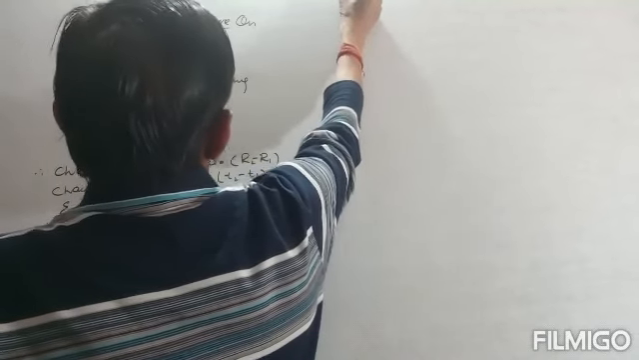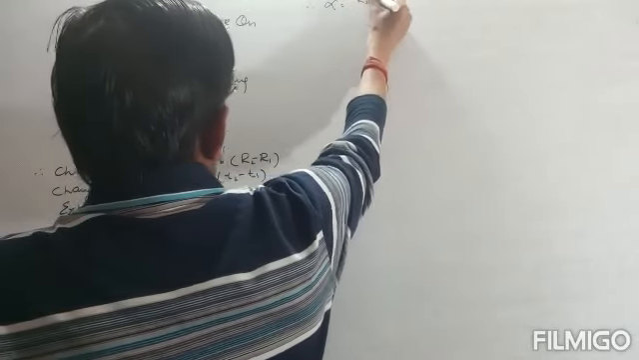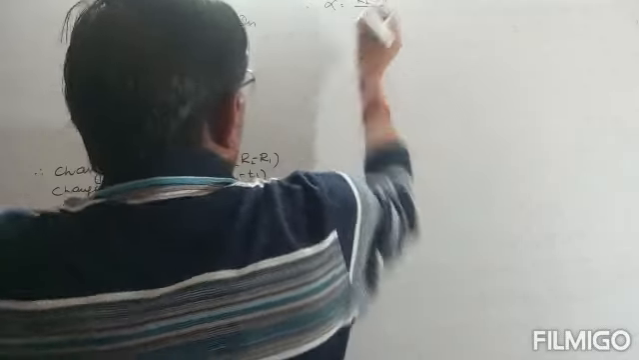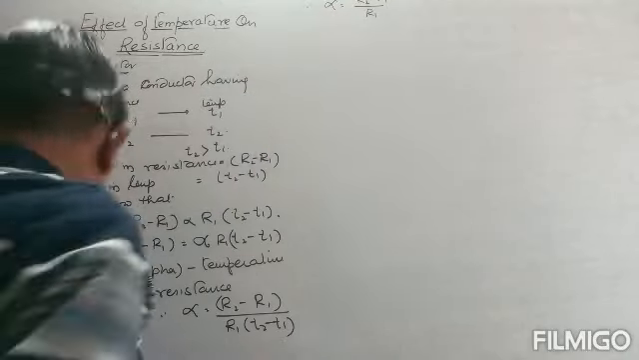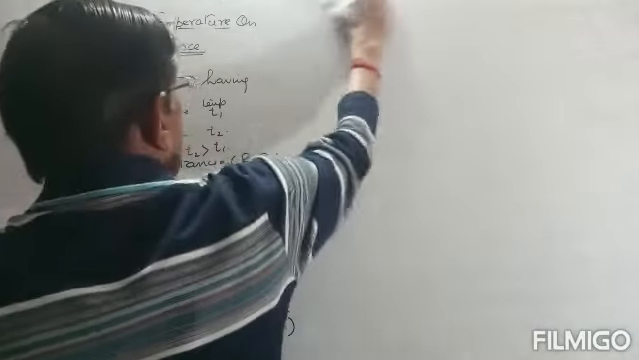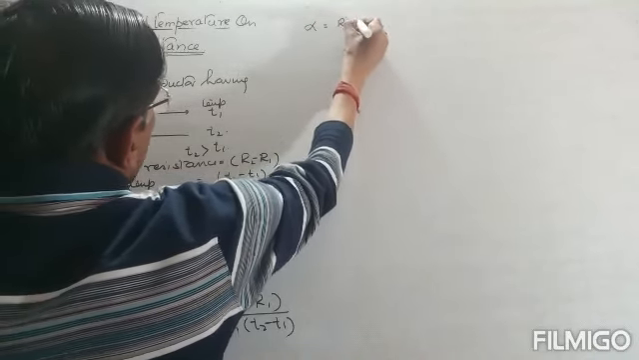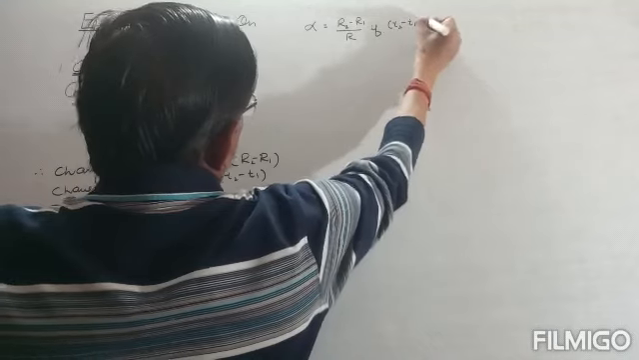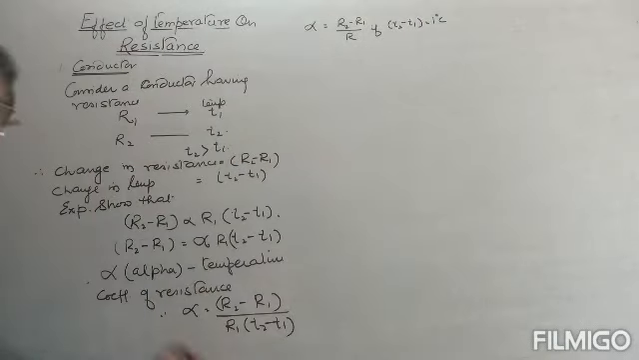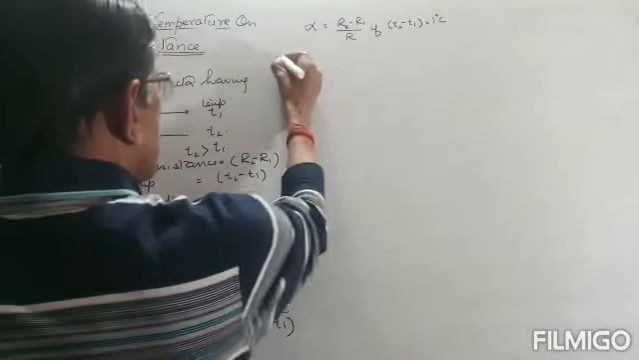Let T2 minus T1 be equal to 1 degree Celsius. Therefore, alpha is equal to R2 minus R1 upon R1, when T2 minus T1 is equal to 1 degree Celsius.